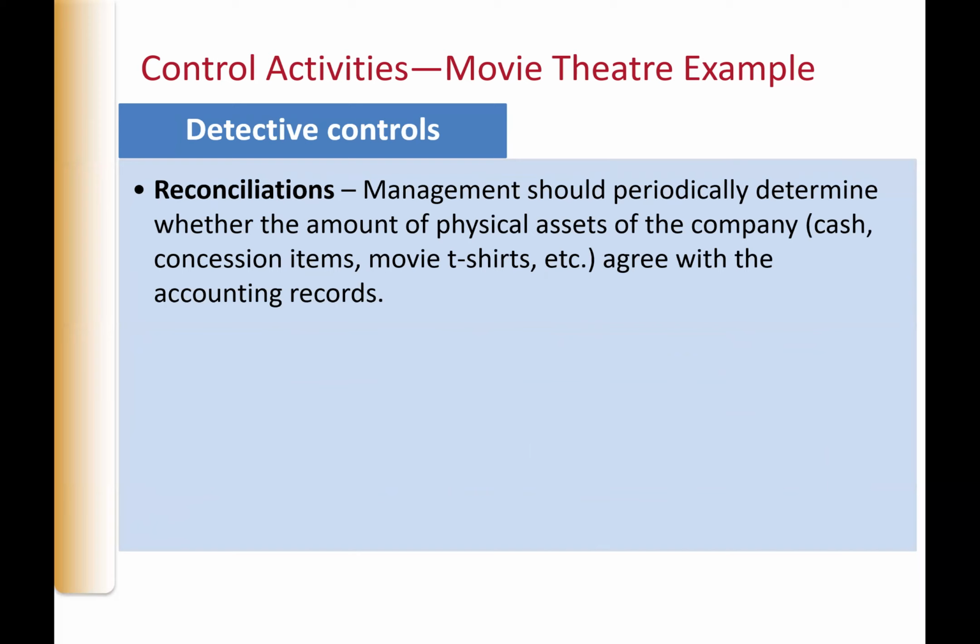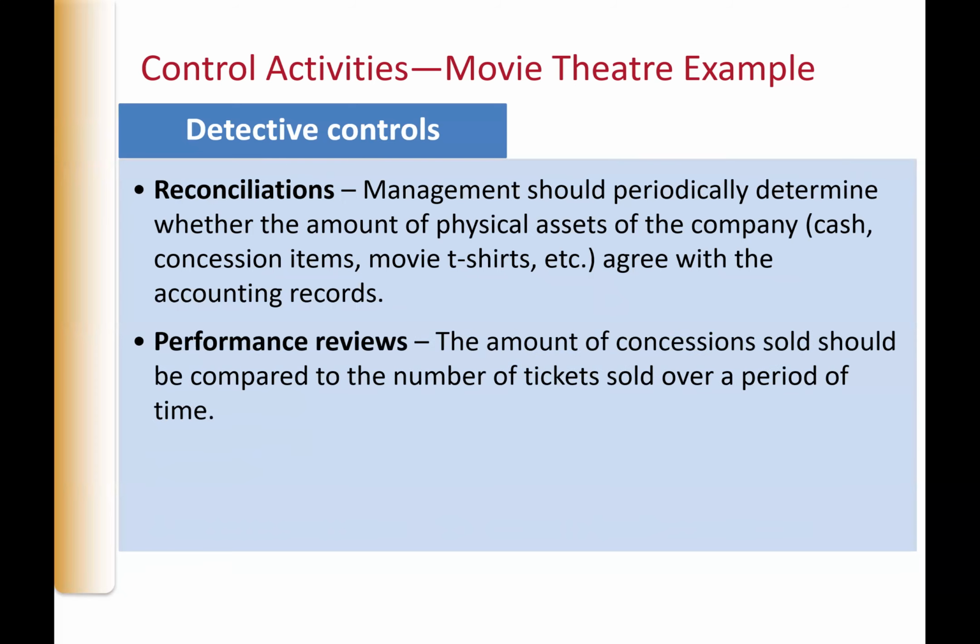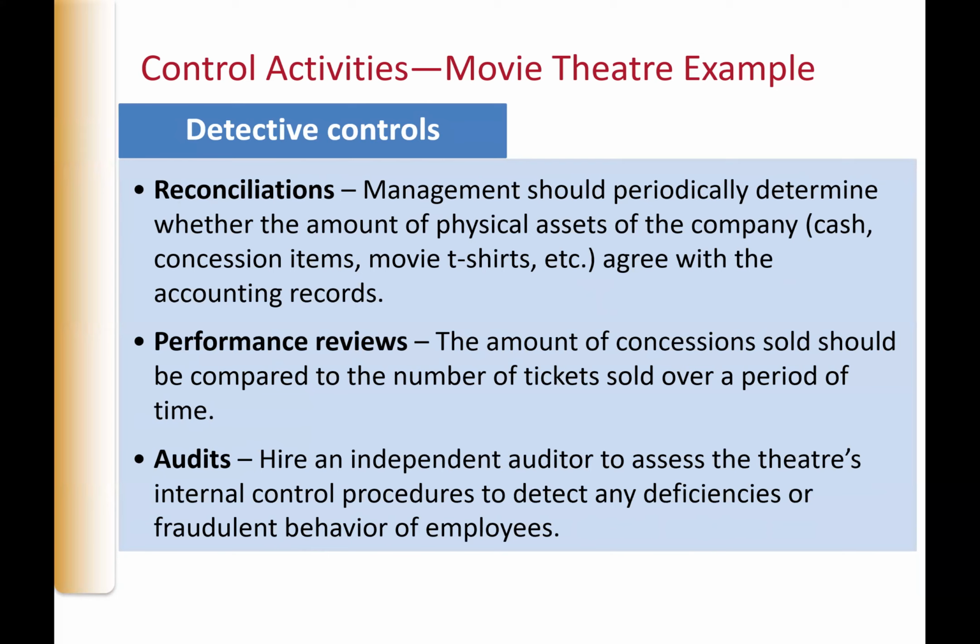Now, detective controls, reconciliations. Management should periodically determine whether the amount of physical assets the company has agree with the accounting records. Performance reviews. The amount of concessions sold should be compared with the number of tickets sold over a certain time frame. And then audits. So hiring an independent auditor to assess the theater's internal control procedures and detect any deficiencies or fraudulent behavior of employees.